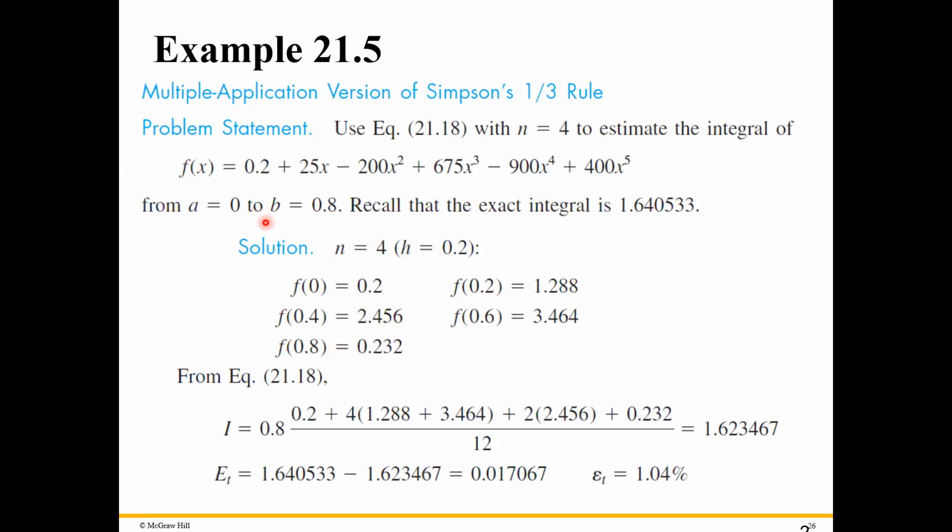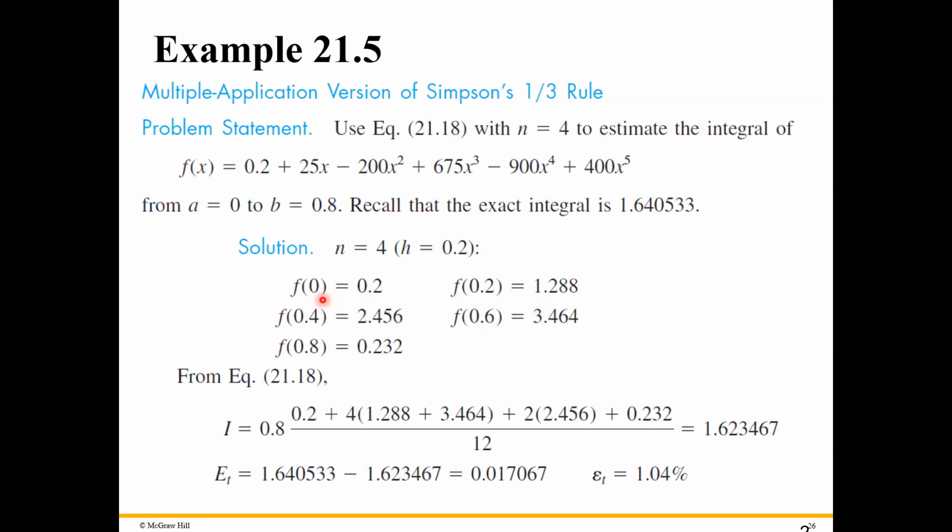So if there are 4 segments, the first point will be 0. And then from 0 to 0.8, if we take 4 segments, the interval will be 0.2. So the next point will be 0.2, then the point at 0.4, then 0.6, and the last point will be 0.8. So how will you do it?